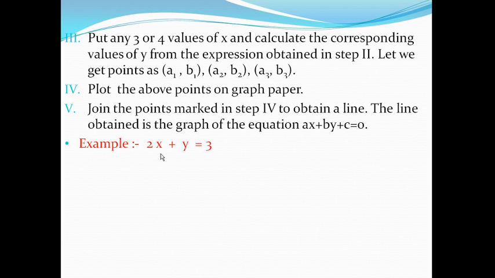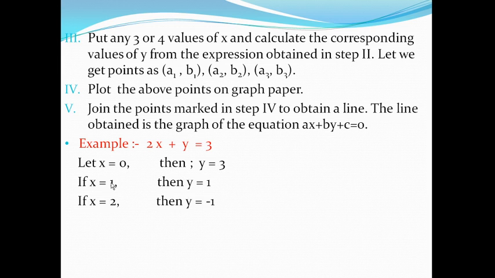Let's better understand with the help of an example. See, this is the example: 2x plus y is equal to 3. Suppose we take x is equal to 0. So 2 multiplied by 0 is 0, plus y is equal to 3. So what is the value of y? 3. When we take x is equal to 1, 2 times 1 is 2, plus y is equal to 3. 3 minus 2 is 1. So what is the value of y? 1. When we substitute x is equal to 2, 2 times 2 is 4, plus y is equal to 3. Then y is equal to 3 minus 4, that is minus 1.